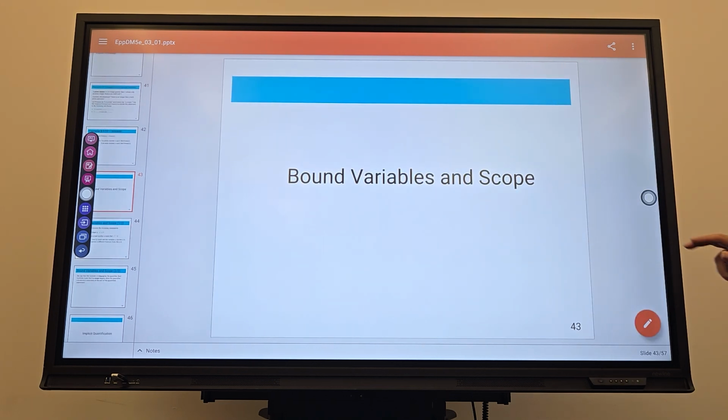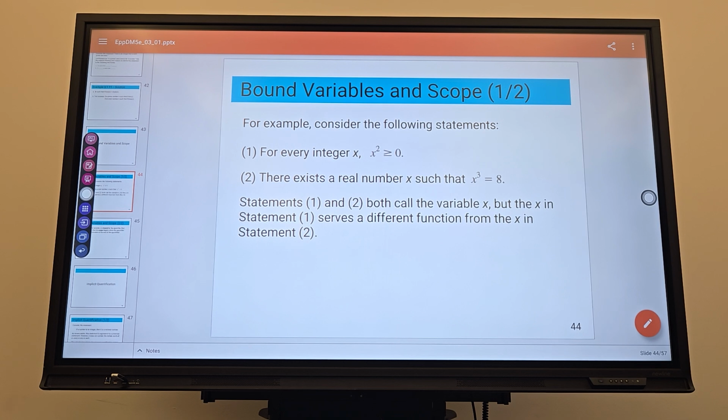Bound variables and scope. Given the example, consider the following statements. One: for every integer x, x squared is greater than or equal to 0. Two: there exists a real number x such that x cubed is 8. Statements 1 and 2 both call the variable x, but the x in statement 1 serves a different function from the x in statement 2.